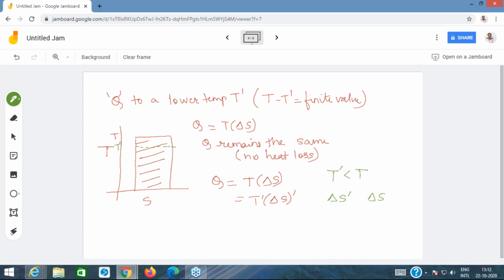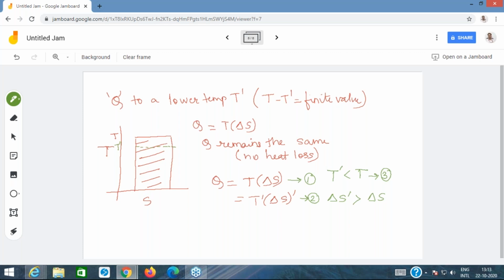Whether it is equal to, less than, or greater than. Now, if we look at expressions 1 and 2, since there is no heat loss, just compare equations 1, 2, and 3. Look at the expressions 1, 2, and 3 mathematically. It would be obvious to you that delta S dash has to be greater than delta S.